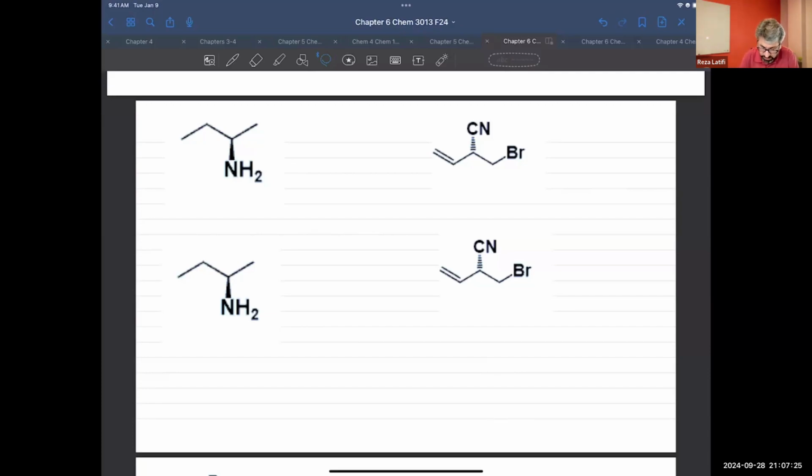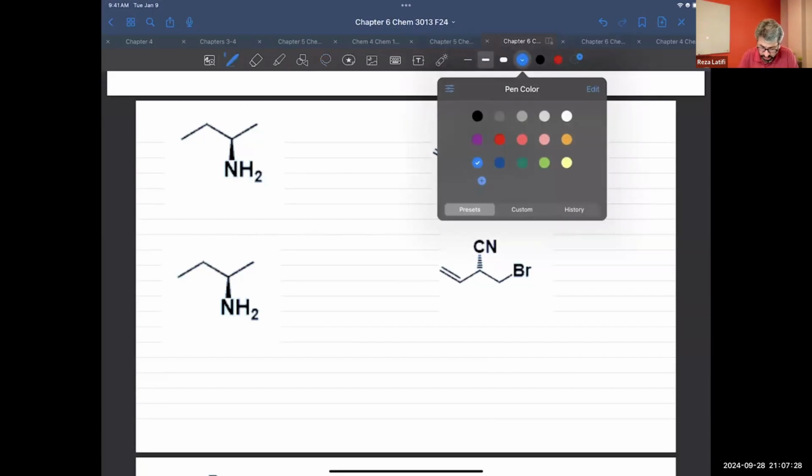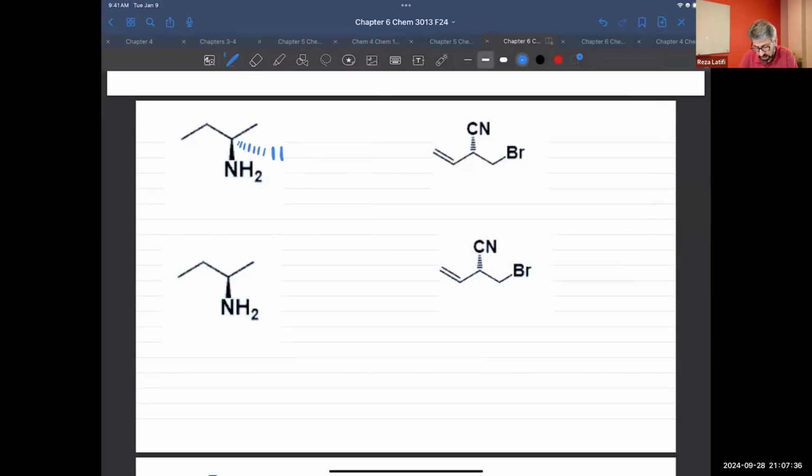So in this case, it's going to be easy. The nitrogen, or NH2, is pointing to us. That means the hydrogen is at the back of the molecule, far from us. The nitrogen is going to be number one.